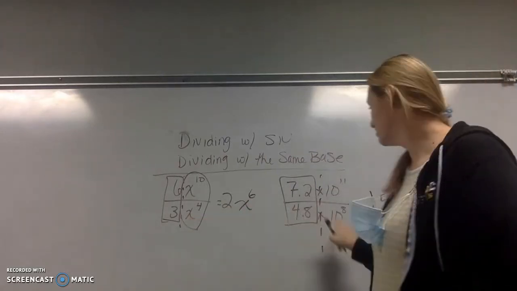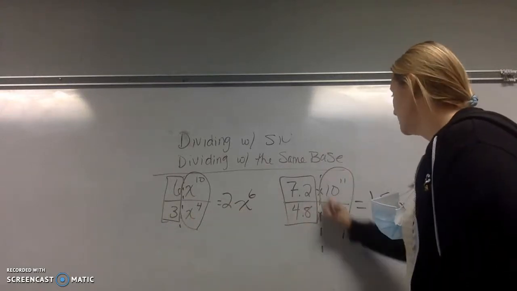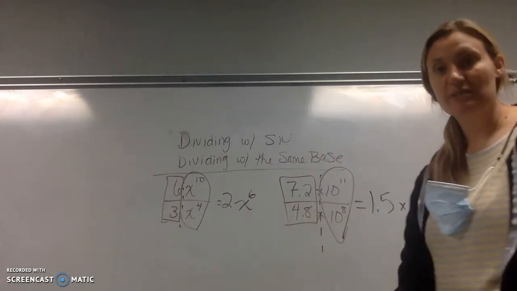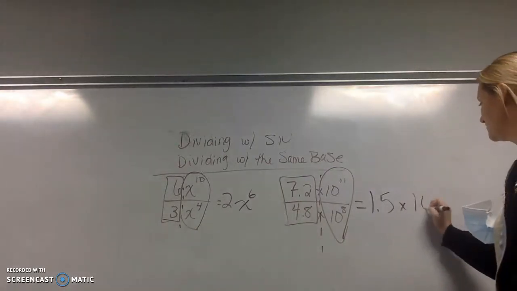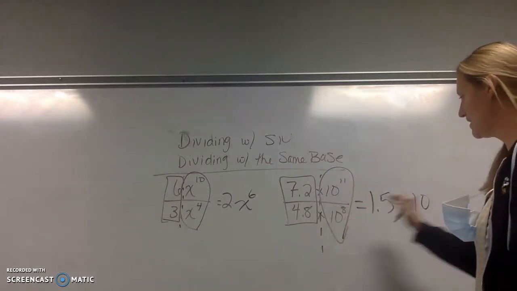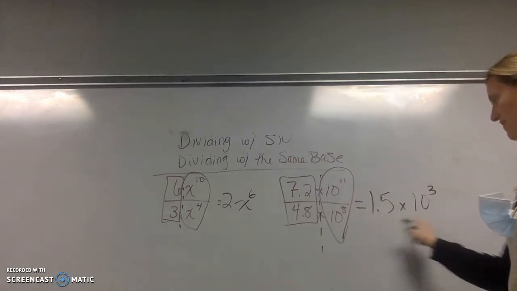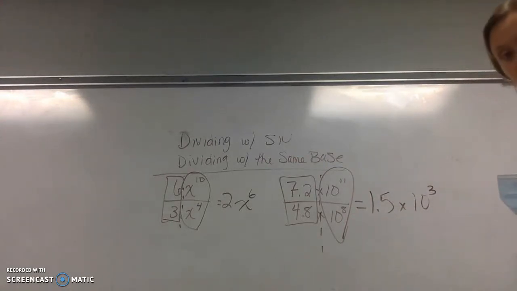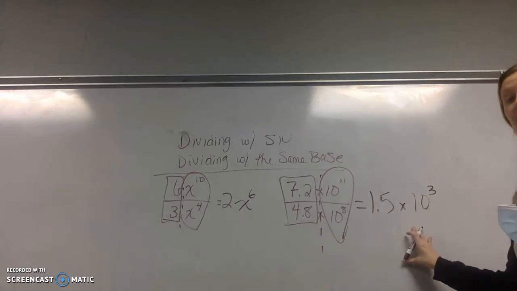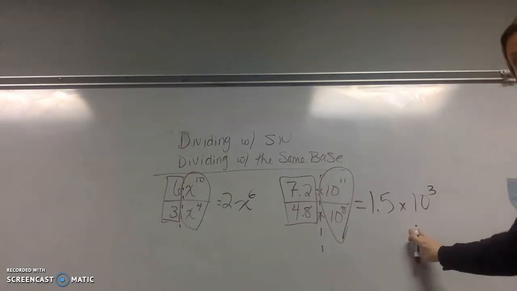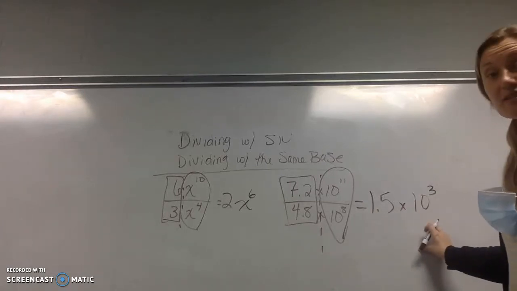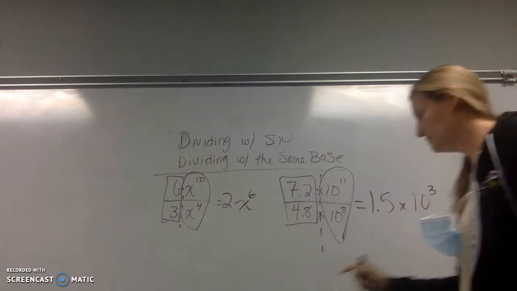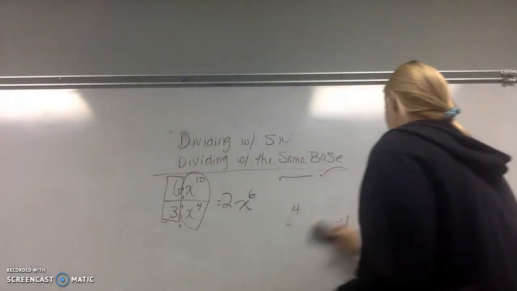And then here, just like with the x's, this is going to be a keep the base, subtract the exponents. We're going to use the property of exponents there. So I'm going to keep my base of 10, and then 11 minus 8 is 3. So my final answer is 1.5 times 10 to the third. I do want to check this is in proper scientific notation, because I have one digit in front of the decimal point, so this is my correct and final answer. I am good there.